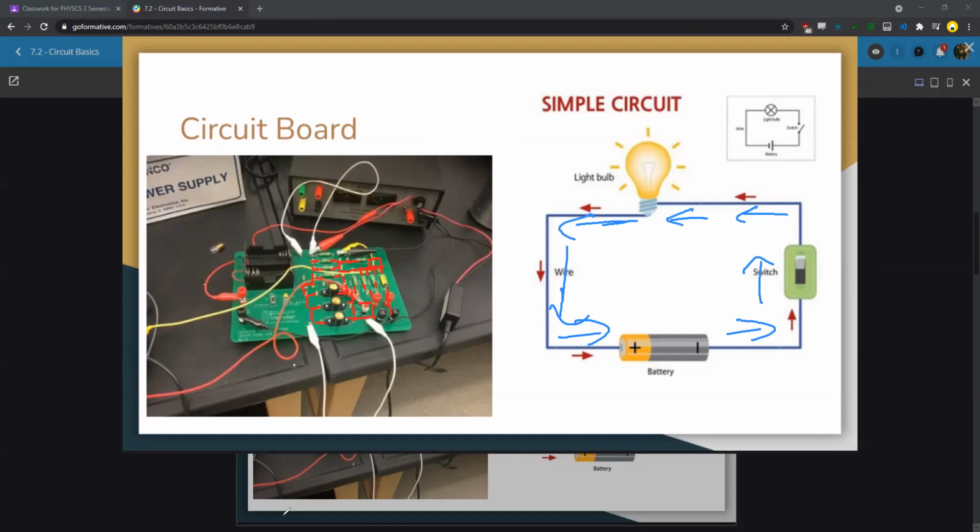Anything that has electricity has a circuit. Your phone has a miniature motherboard in it that kind of looks like this, except it's the miniature version of a circuit board. Anything that pretty much runs on electricity has some sort of circuit board. Simple circuits, if they're really simple, are just a battery and a circuit.